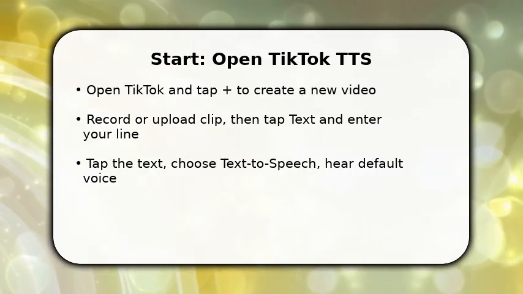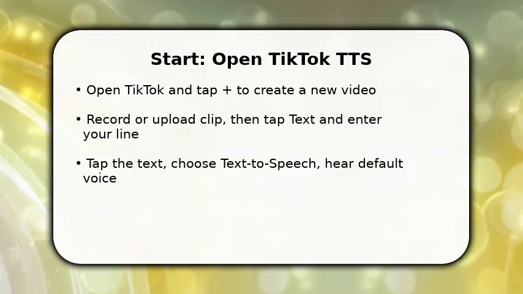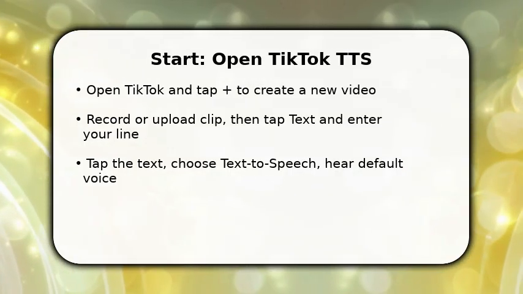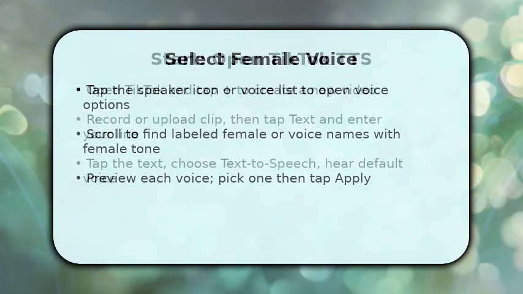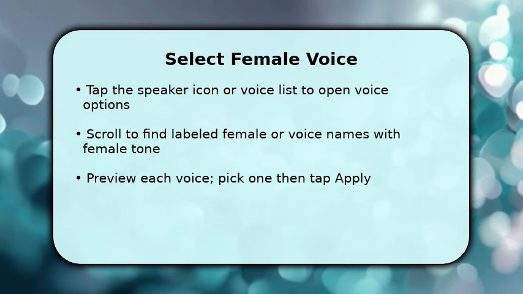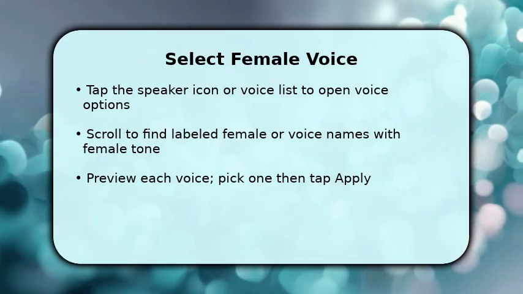changing. If you don't see text-to-speech, make sure your app is updated and you're using a TikTok account region that supports TTS, then continue to selecting a different voice option. Once text-to-speech is active, tap the small speaker icon or voice list next to the text to open available voices.